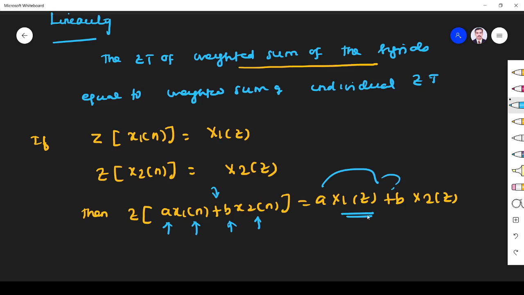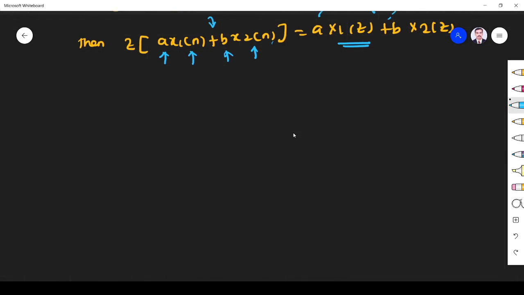So the Z transform of a weighted sum of signals is equal to the weighted sum of individual Z transforms. You see, this has two signals, x1 of n and x2 of n. This is what we call the linearity property. Fine. Okay, let us see how we can prove it. What is the thing we have to find?